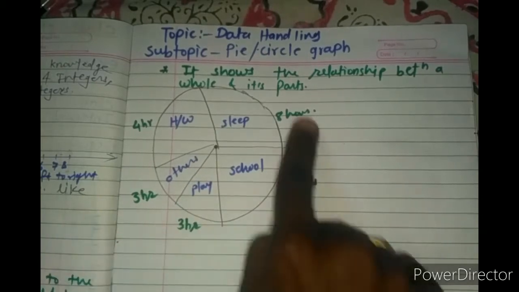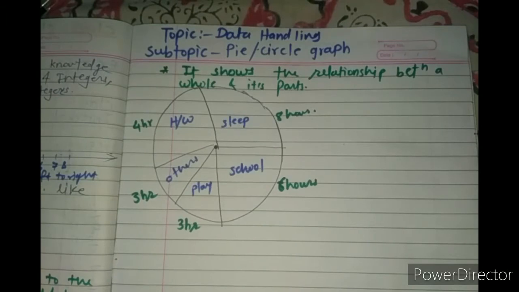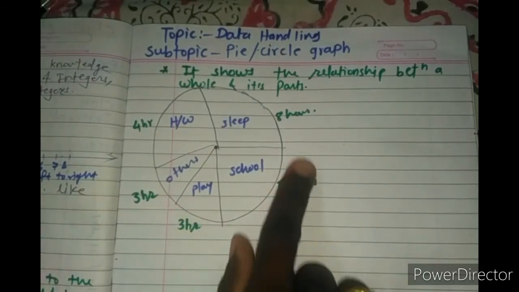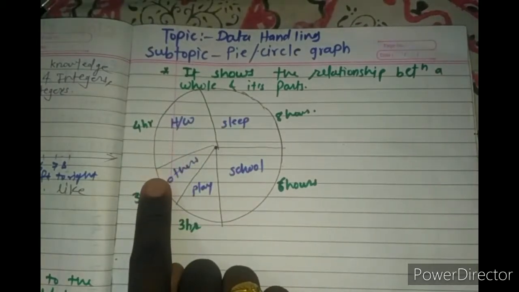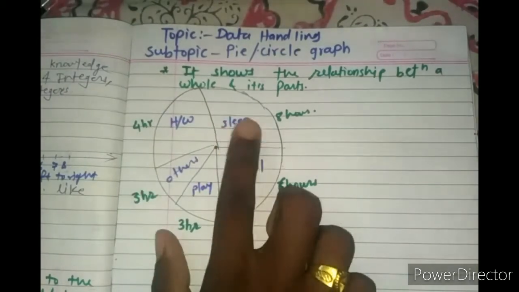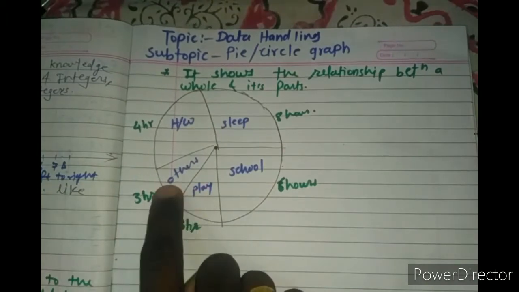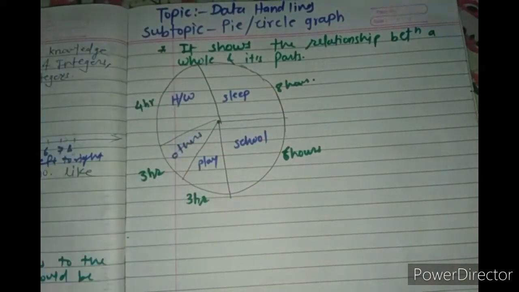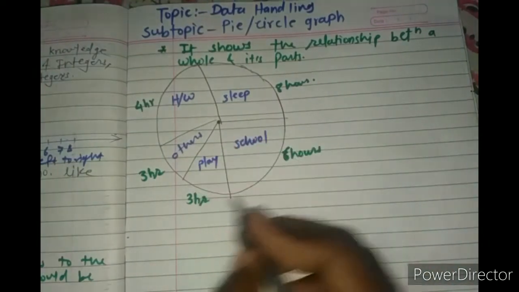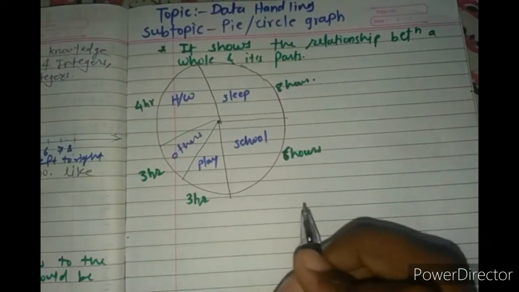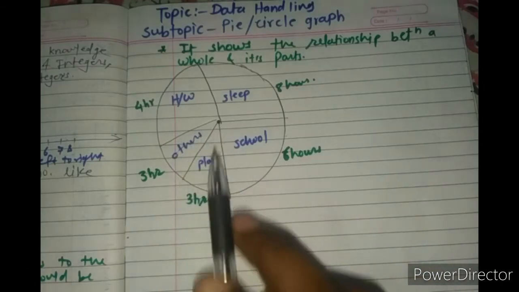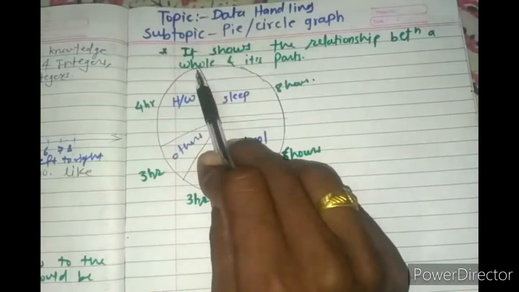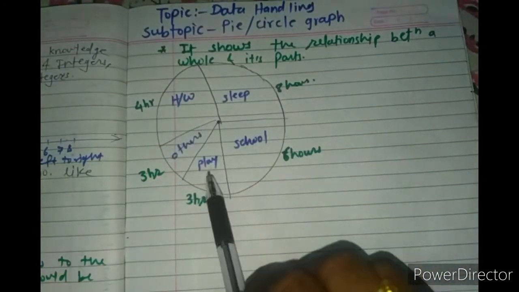So now I have taken one example of the number of hours invested in all the activities of the day, right? These activities include sleep, going to school, play, others, and doing homework. So you know that the total number of hours is equal to 24 hours. What the circle or pie graph shows is the relationship between the whole, that is 24 hours, and its parts, right?